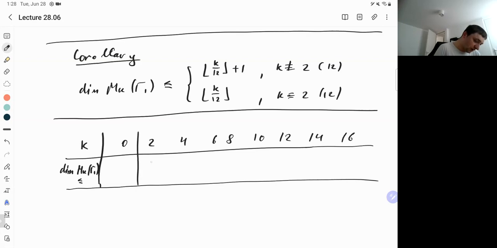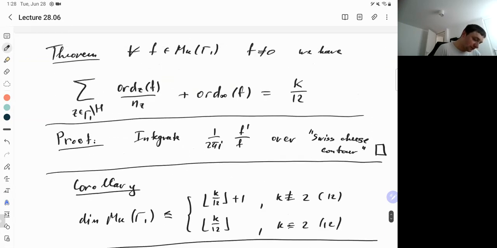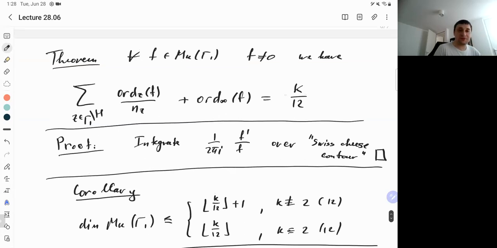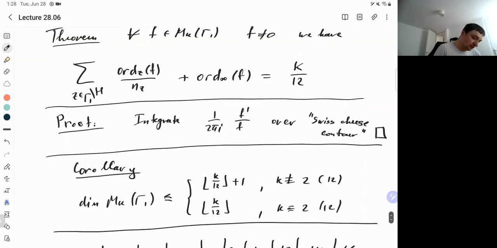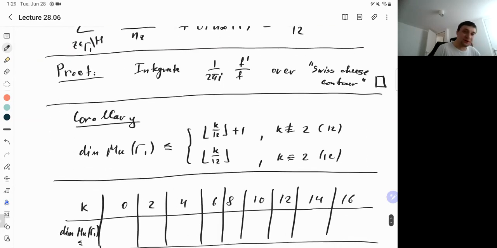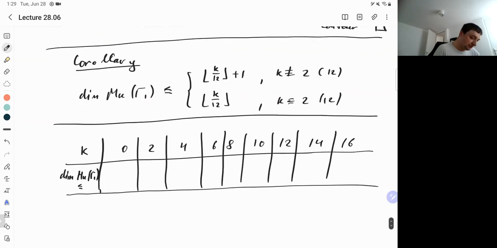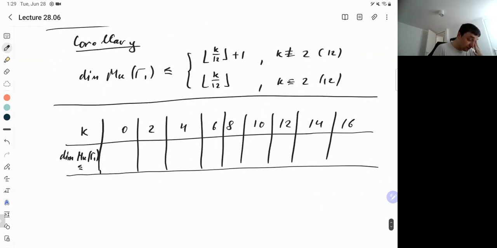16. And so actually the first corollary of the theorem here is that there's nothing in negative weight, because otherwise you get some silly contradiction here. Another small corollary is that this dimension is 0 if k is negative. So you only have to look at non-negative weights.